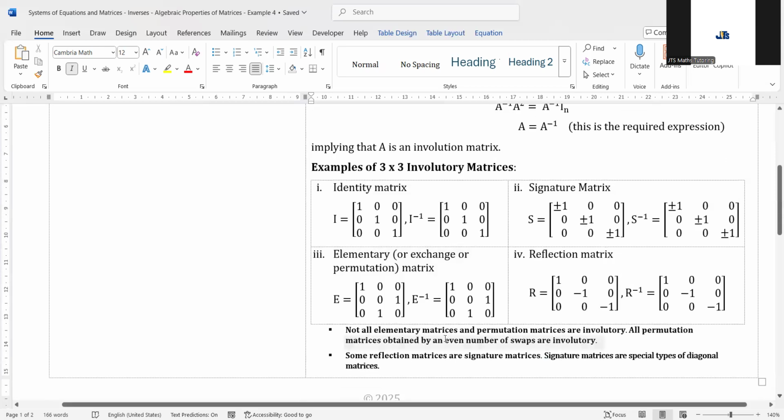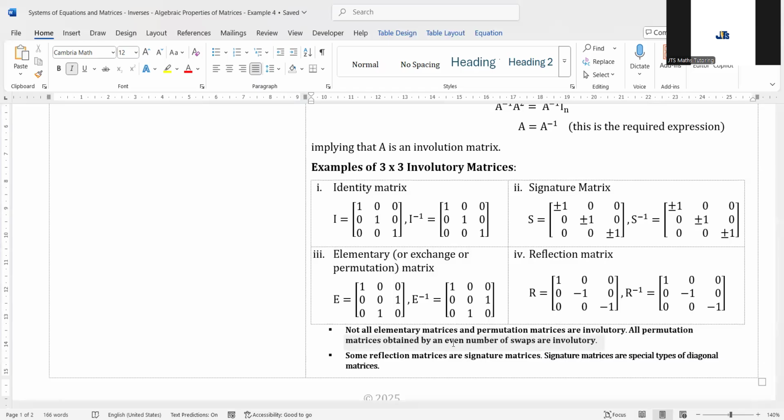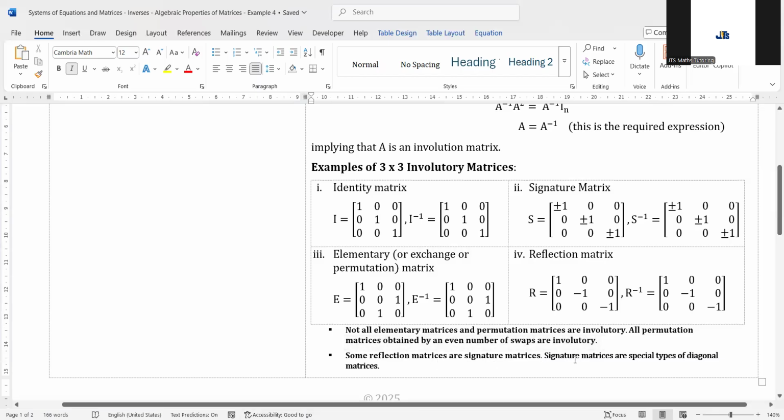Not all elementary matrices and permutation matrices are involutory. All permutation matrices obtained by an even number of swaps, they are involutory. So meaning that if you obtain a permutation matrix by an odd number of swaps, it is not involutory. All right, we'll talk more about these matrices in our other videos. Some reflection matrices, they are signature matrices, but not all reflection matrices are signature matrices.